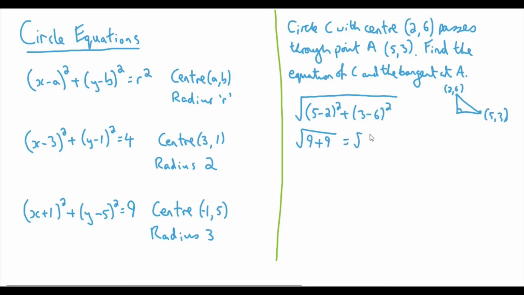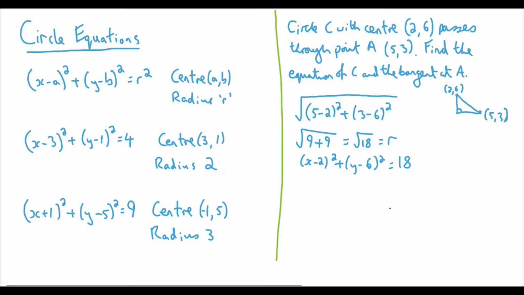So in general, you have a root 18, which is going to be your radius, your length. Therefore, we can say for the equation of the circle, we have (x minus 2) squared plus (y minus 6) squared equals, and again, if r is root 18, r squared will just be 18. The squared gets rid of the square root. Okay? So this is our equation of the circle.